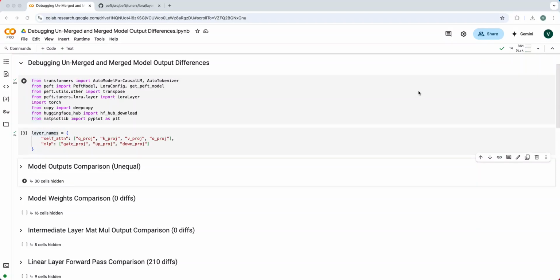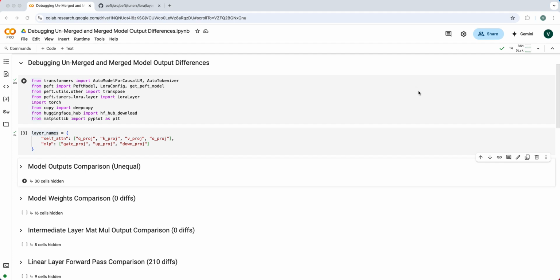So recently I've been working a lot with the PEFT library because I've been fine-tuning LoRA, DoRA and rsLoRA models as part of a research project. And it's been really interesting to understand some of these details about how these models behave. One thing I came across was that merged and unmerged LoRA models produce different outputs even though they're given the same inputs. So I'm going to walk through the process I went through for debugging this issue.